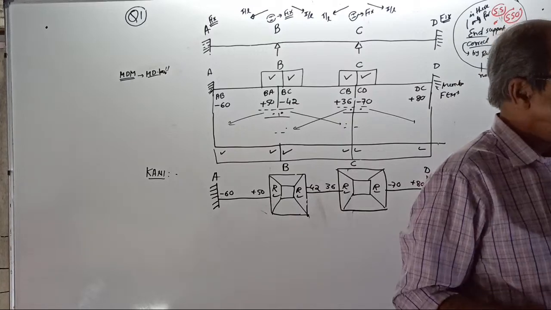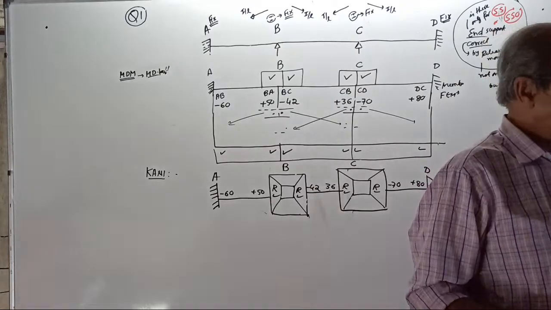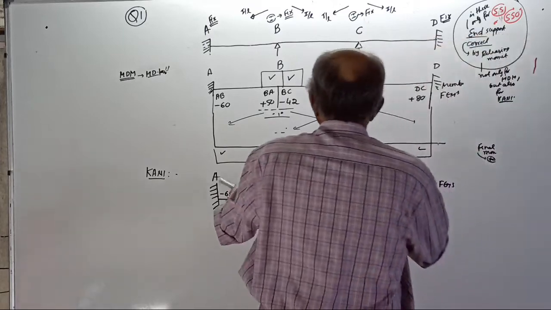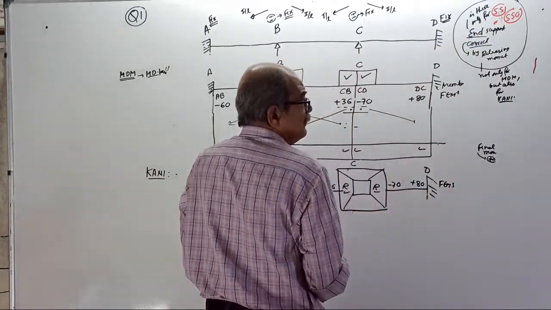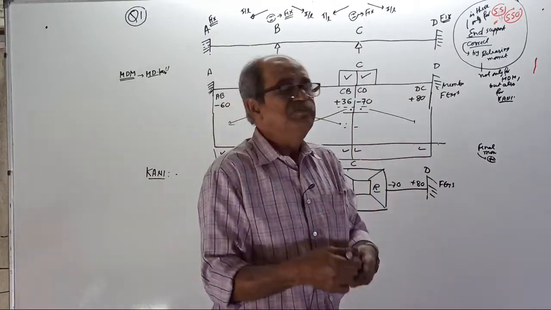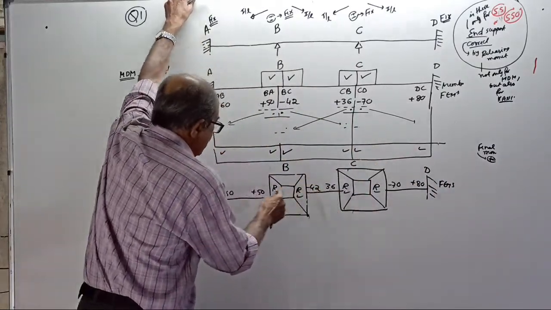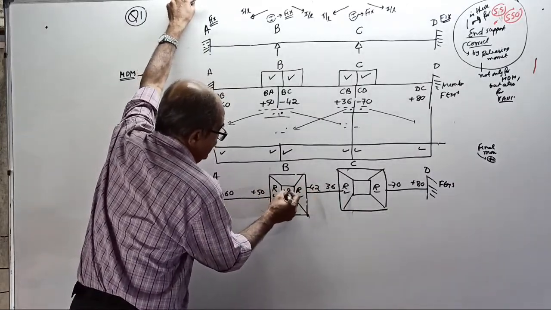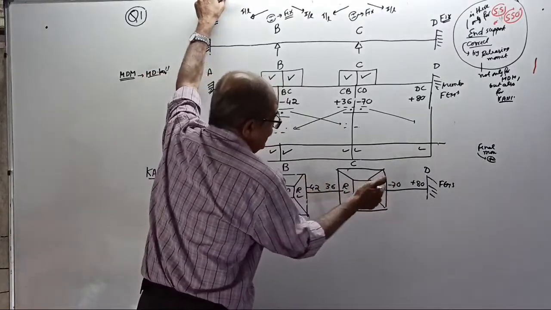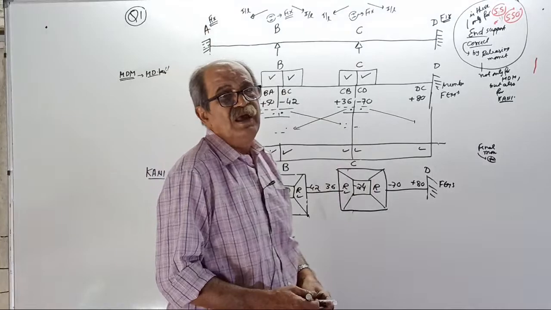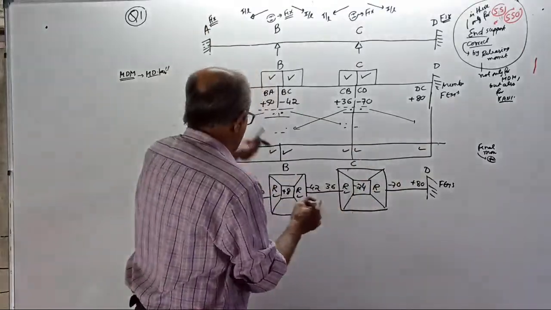Clear now? That is called releasing to make the table easier. Okay, start. This time there is no end correction. Therefore, if there is no end correction, no modified FEM. Now start. Add the two FEM here. 50 minus 42 plus 8. 36 minus 70 minus 24. Enter here. Okay, now calculate.